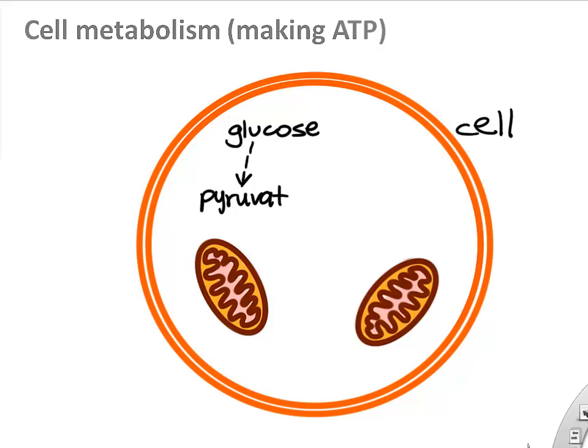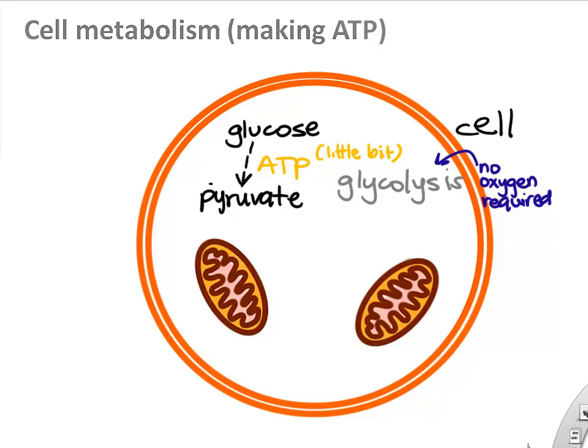If your cell has a glucose molecule, through several chemical reactions it becomes pyruvate, and in the process we make some ATP in our cell. And that's pretty cool because it doesn't require any oxygen. We call this process glycolysis.